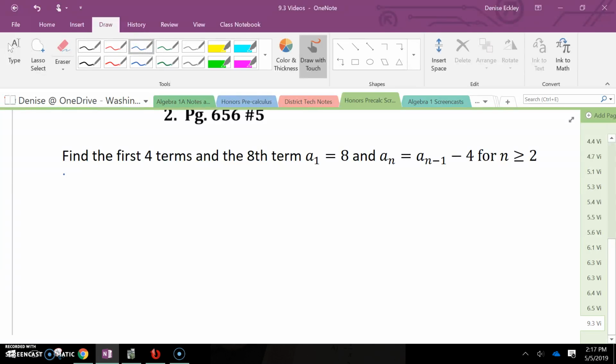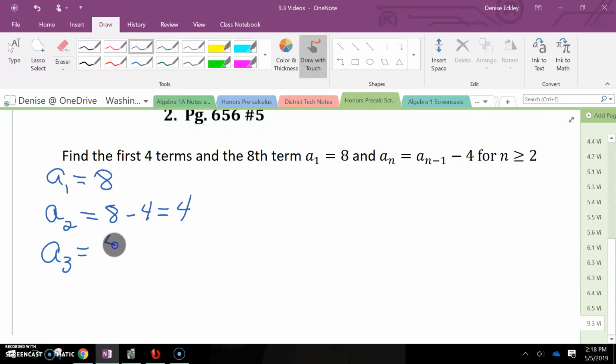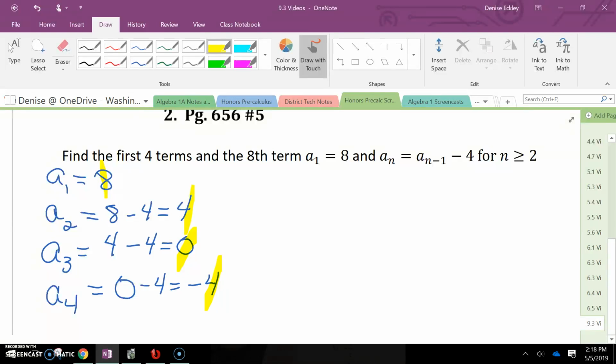So we know a sub 1 equals 8, and a sub 2 then is going to be a sub 1 minus 4, which is 4. And then a sub 3 is found by taking a sub 2, which is 4, and subtracting 4, which is 0. And a sub 4 is found by taking a sub 3, which is 0, and subtracting 4, and we get negative 4. So there's our first four terms. We have 8, 4, 0, and negative 4.